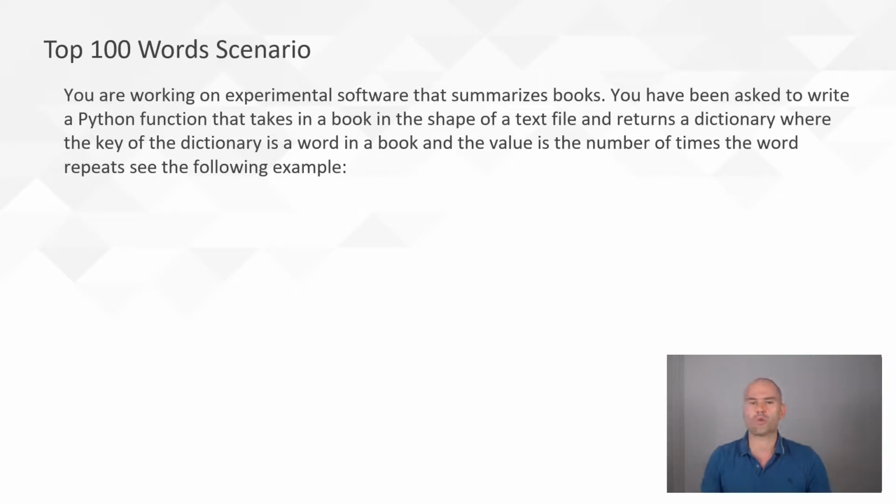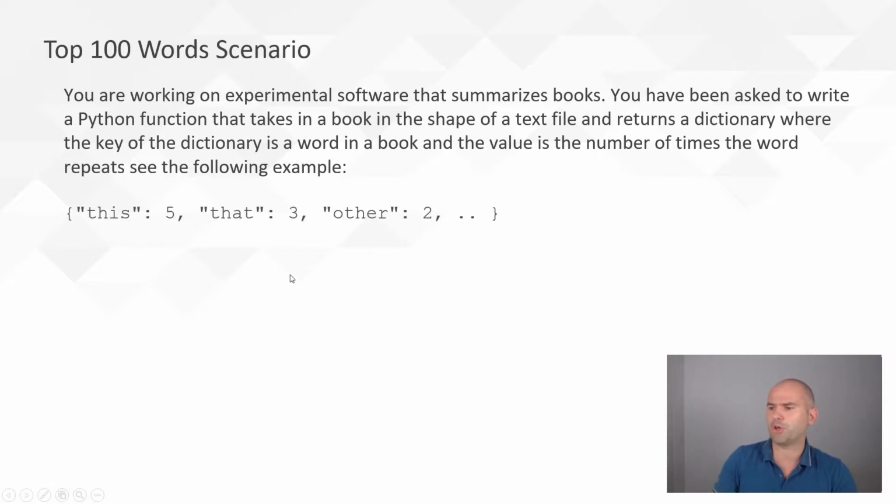The scenario is you're working on an experimental software that summarizes books. Now, to summarize books, you're going to need to build some tools that give you useful information about books that can be analyzed. So first you've been asked to build a function that basically takes in a text, an entire book, and gives you a frequency dictionary. Basically every word that repeats in the book with a unique word here and the number of times it repeats there. So you can do this either with one function or two, because there's two parts to this problem.